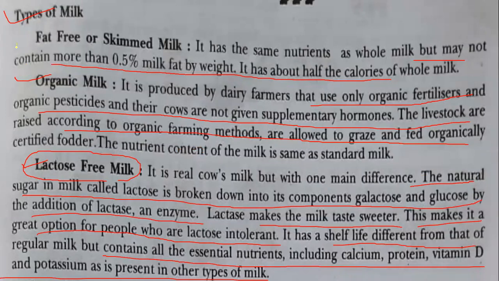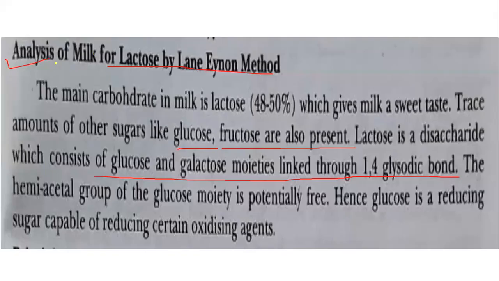During the last lecture, we have seen what is fat-free or skimmed milk, organic milk, and lactose-free milk. These are the three types of milk. And now we are going to see the analysis of milk for lactose by the Lane-Eynon method. The main carbohydrate in the milk is lactose, about 50%, and it gives milk a sweet taste. Trace amounts of other sugars like glucose and fructose are also present.